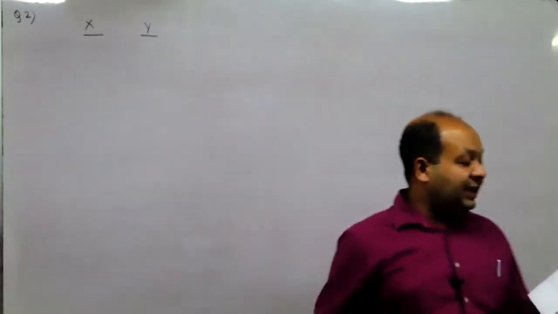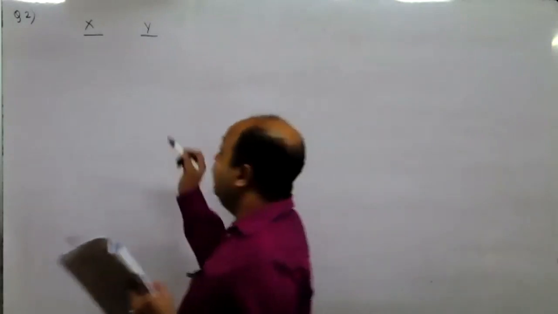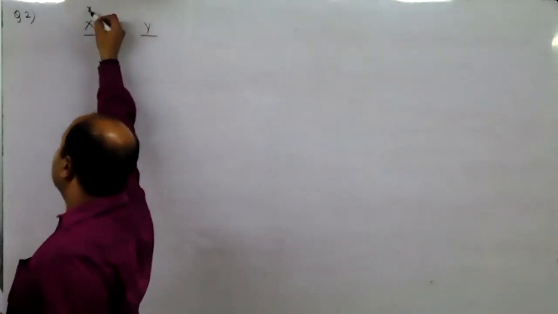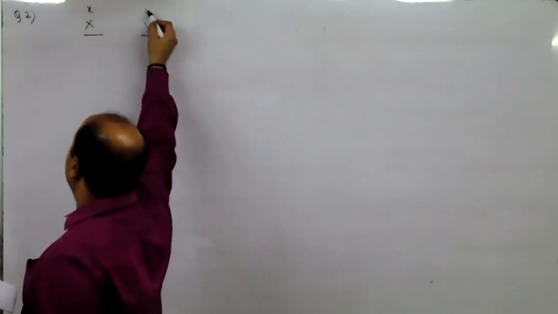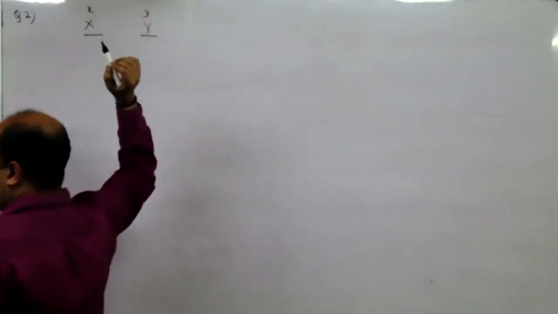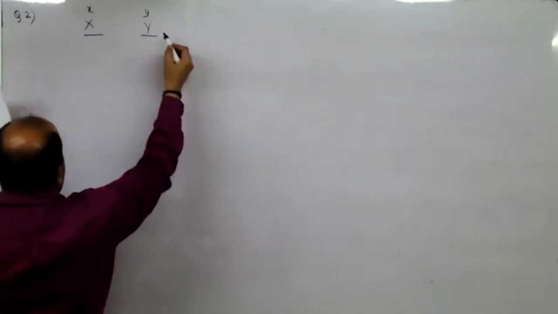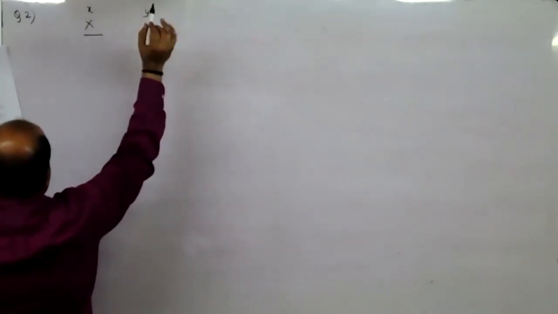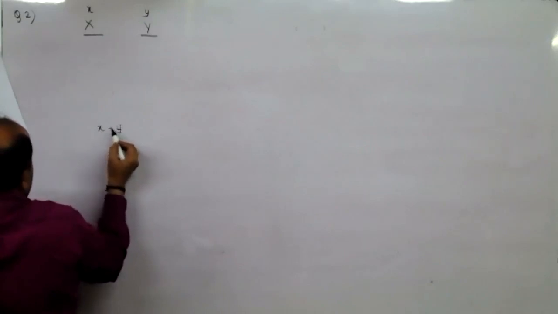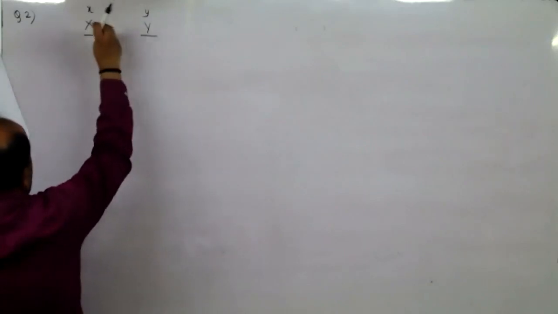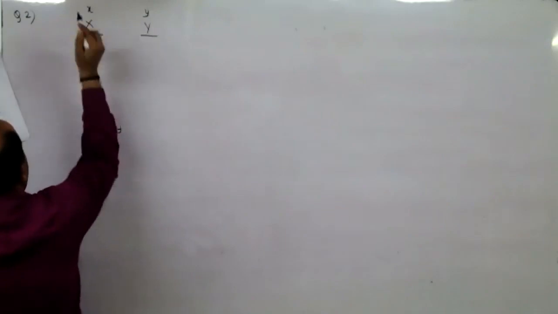Let us say he invests in X number of articles of type X and Y number of articles of type Y. Totally he has 1 lakh rupees. So X plus Y should be maximum 1 lakh. He is investing X rupees here, Y rupees here. Do not forget to write that.